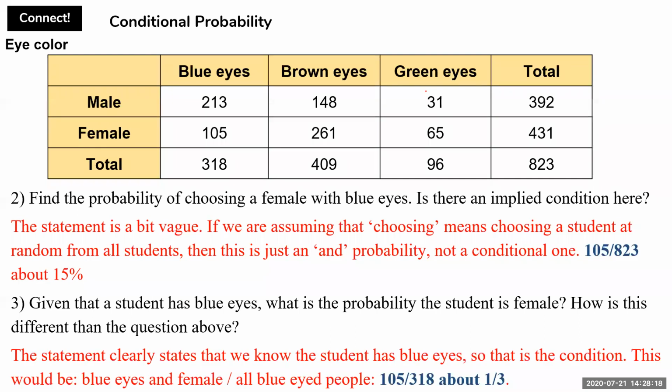Now, given that a student has blue eyes, you have to use the blue eyes total because of this word, given. That should tell you that you are dealing with a conditional statement. Is that right?